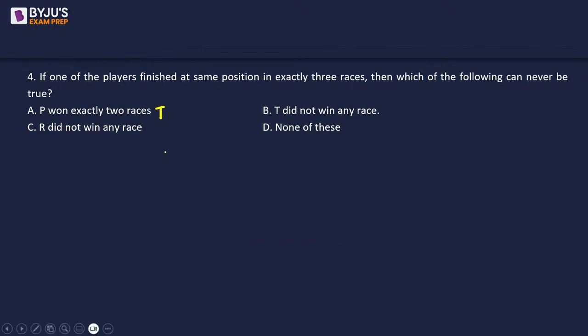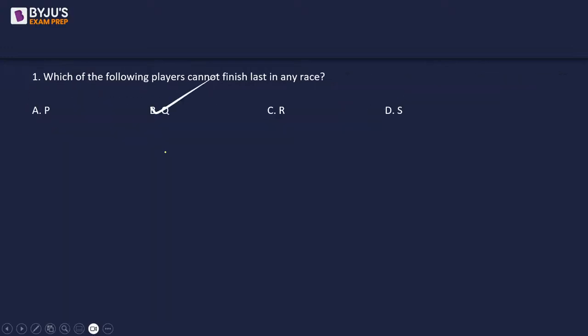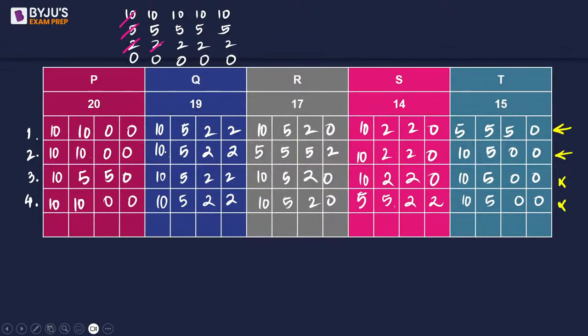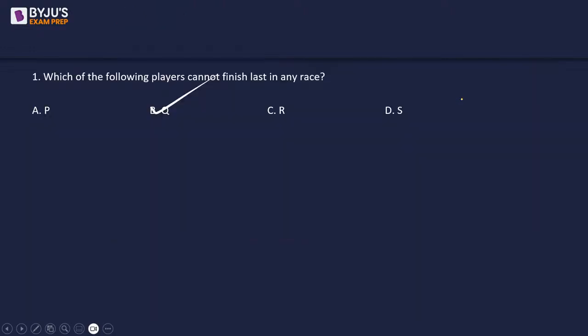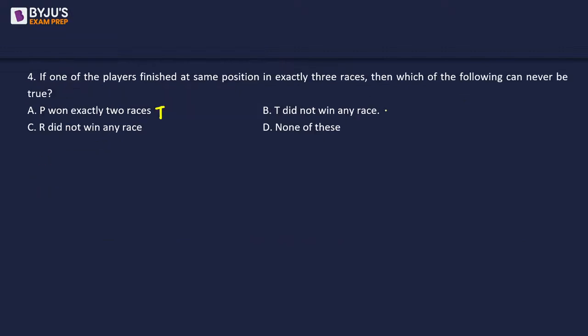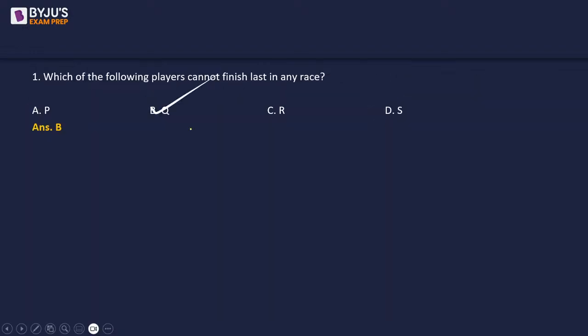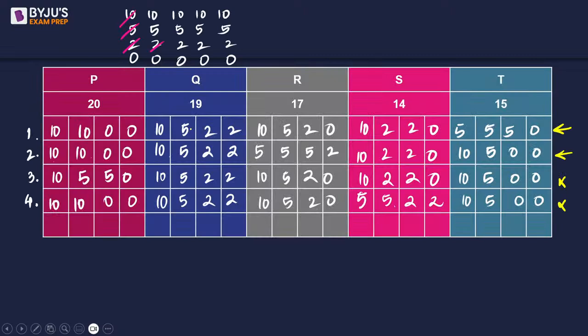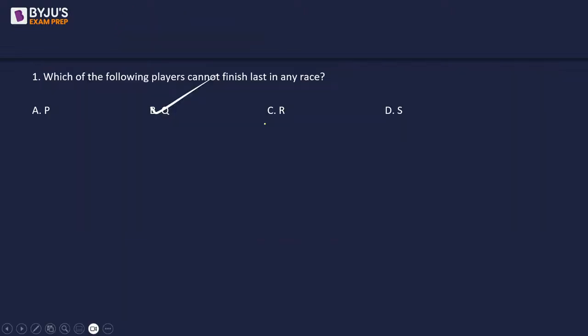B says T did not win any race. T did not win any race. This may be true, may be false, because in one case T got 10 and in the other it did not. So T did win one race, and T did not win any of the races. Here we are saying definitely false, so this is a maybe scenario. So this can't be our answer. R did not win any race, meaning R did not get 10. This is again a maybe scenario.